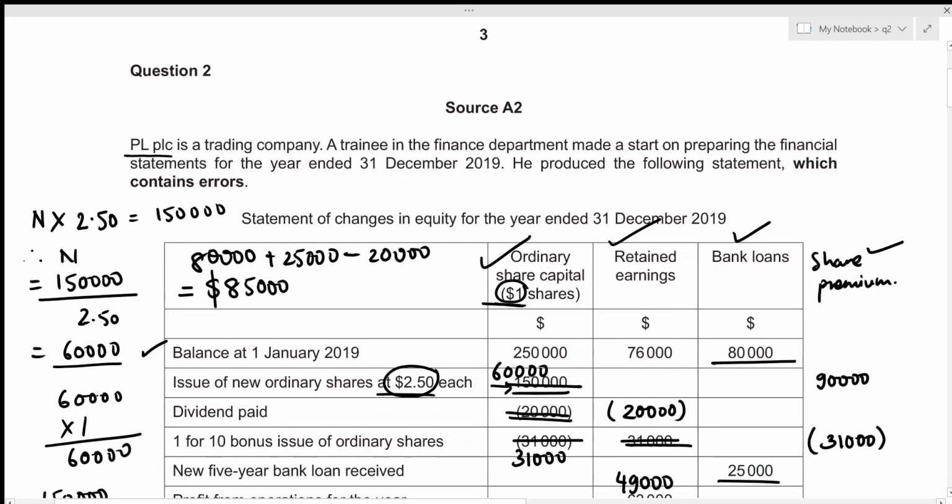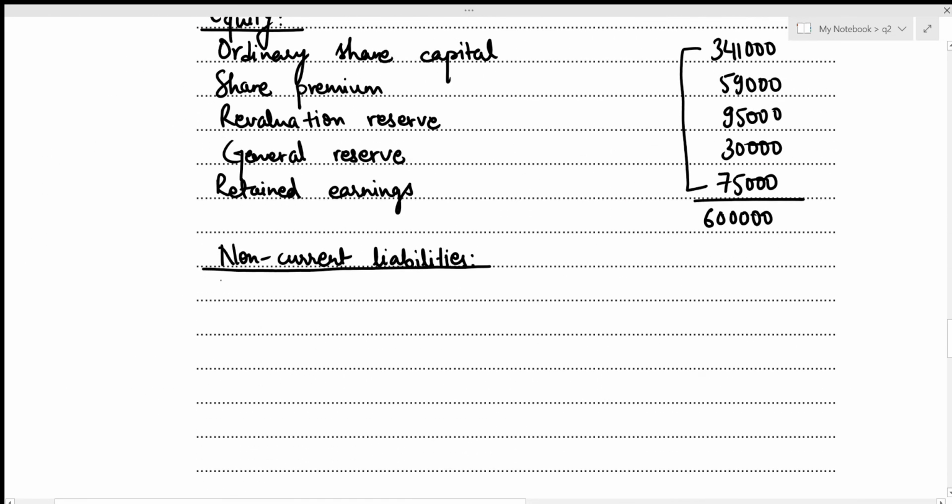Let's write it down. So that's bank loan of 85,000. And this concludes the non-current liabilities section. So now we can move towards the current liabilities section.